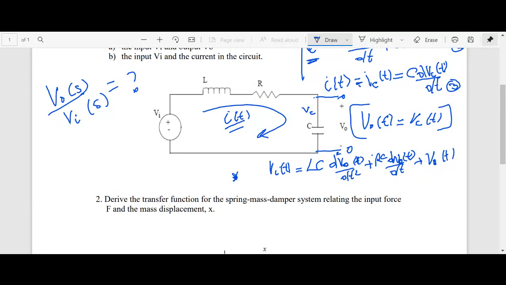Okay. Now, what's the next step? Sir, put VO over the left side and get it in terms of VO over VI.